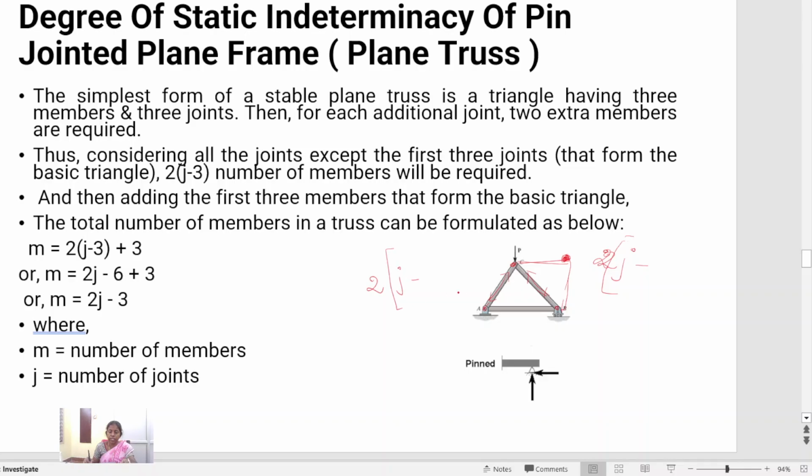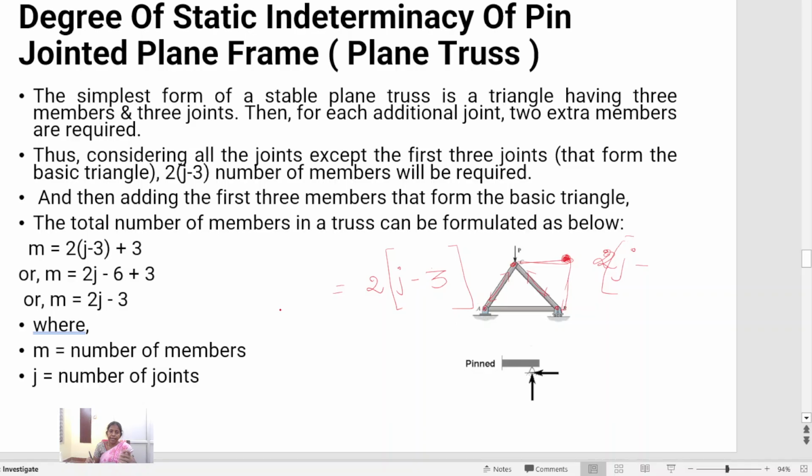So the number of joints: 1, 2, 3 and 4. The total number of joints is 4, but we have to consider the additional joints, j minus the basic 3 joints, that is j minus 3. So considering all the joints except the first 3 joints that form the basic triangle, the number of members will be equal to 2 times the additional joints, that is 4 minus 3, so j minus 3.